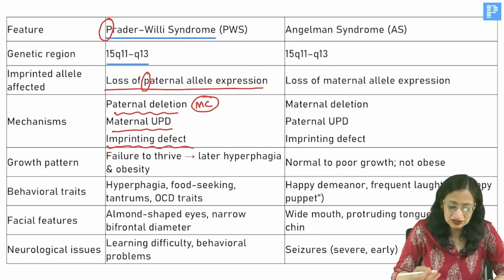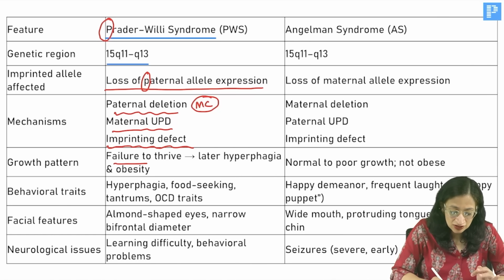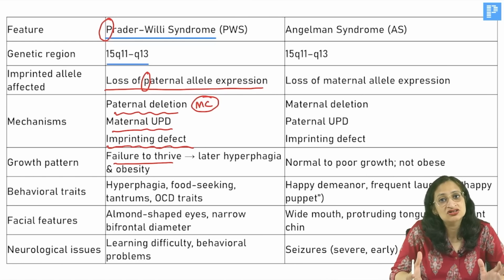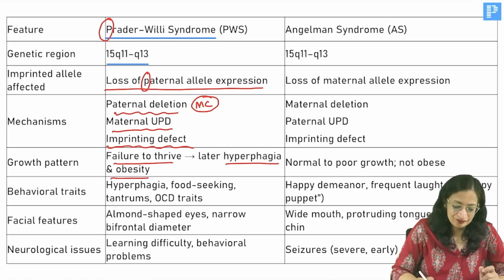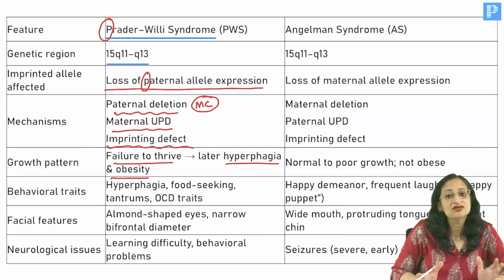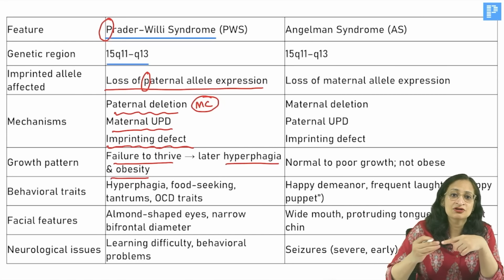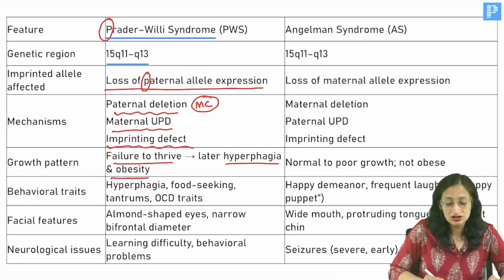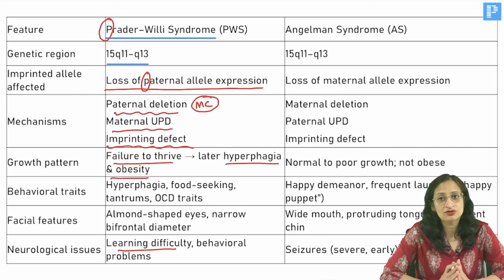And, we said there are feeding difficulties during infancy leading to failure to thrive, and later the child has excessive hunger, hyperphagia and obesity, right? And there could be behavioral disorders. There could be dysmorphism in the form of almond shaped eyes, narrow bifrontal diameter, tapering fingers, short stubby fingers. There could be intellectual disabilities, hypotonia, hypogonadism, and so on.